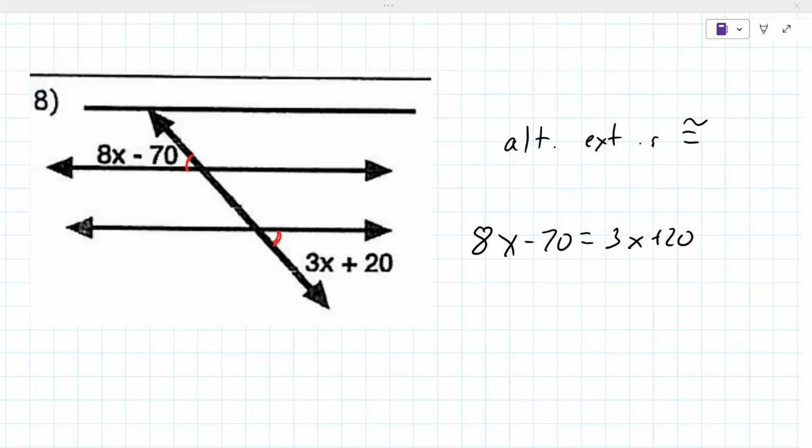X equals 18. Okay. So you expect, when you put this back in, for these to be the same angle measures? Yes, you do. Okay, so go ahead and substitute back in and tell me what the angle measure is, please.